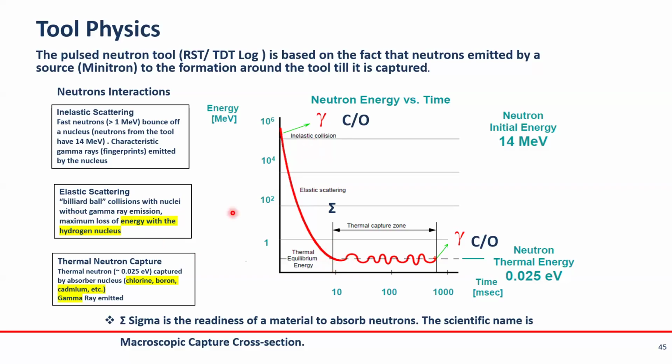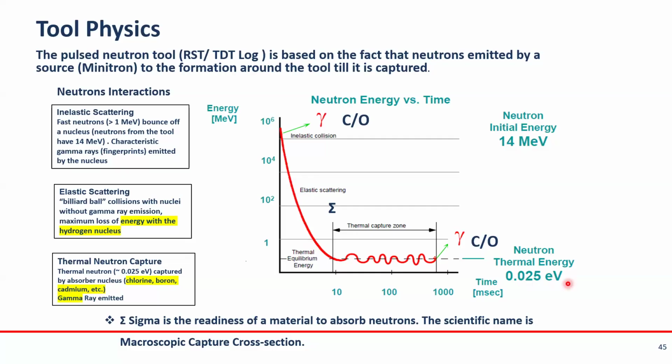It hits the nuclei like a billiard ball, but without gamma ray emission. The maximum loss of energy is with hydrogen, so the more hydrogen, the more energy is lost. And then finally the thermal neutron capture: the neutron goes from 14 mega electron volts down to 0.25 electron volts, a dramatic decrease in energy.